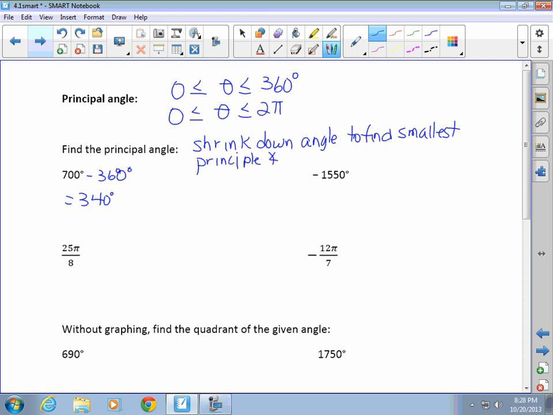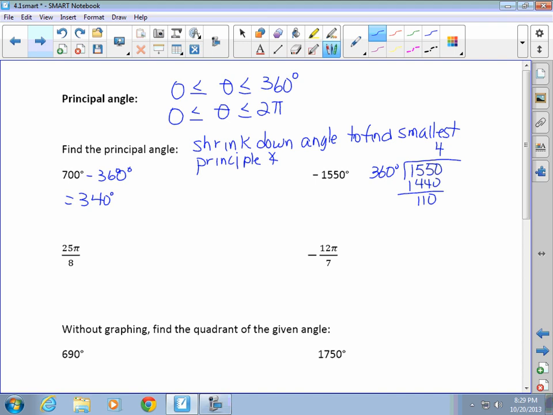Negative 1,550. To find your smallest principal angle means that you need to find how many times 360 will go into there. So if I take my 360 and see how many times it goes into 1550, well, 360 divides into 1550 4 times evenly, which gives me 1440, and leaves me with 110 degrees.